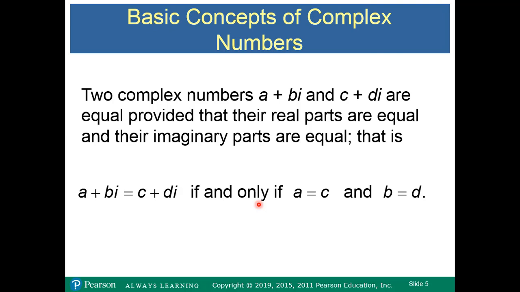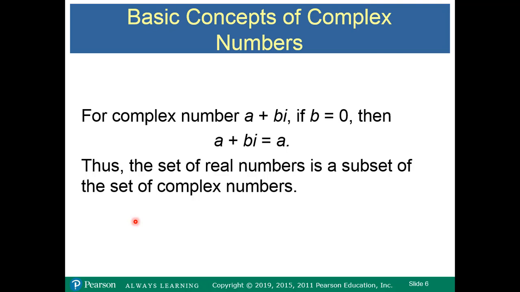Now, two complex numbers are equal provided that their corresponding parts are equal. In other words, a plus bi is equal to c plus di if a is equal to c and b is equal to d. This is the definition. So this is true if and only if those two conditions are true, so it goes both ways. That's the definition of two complex numbers being equal.